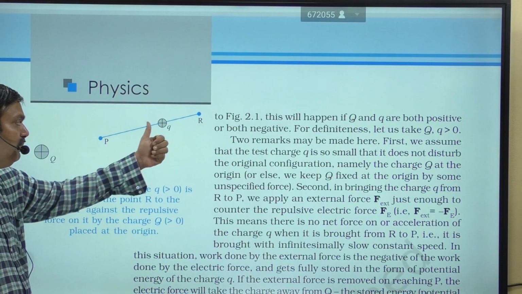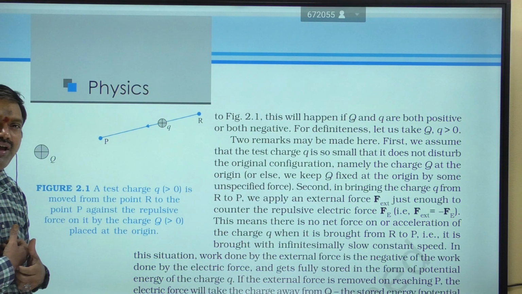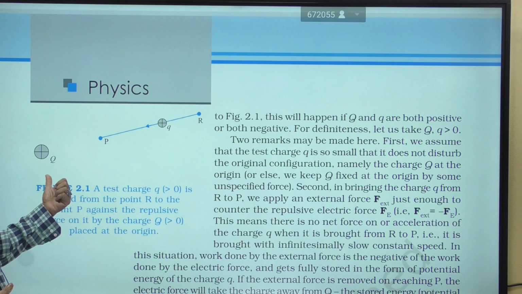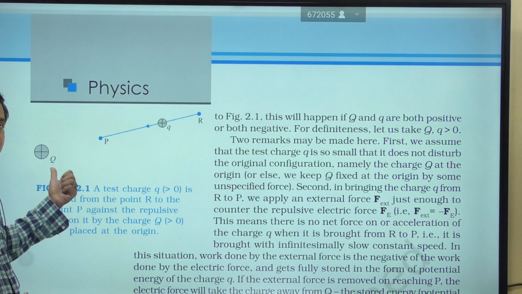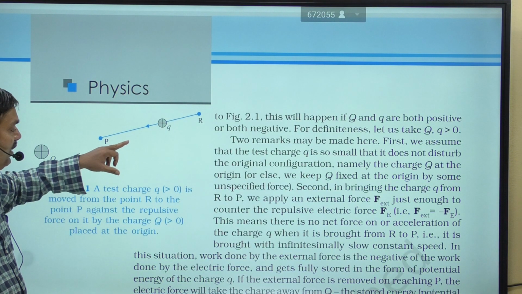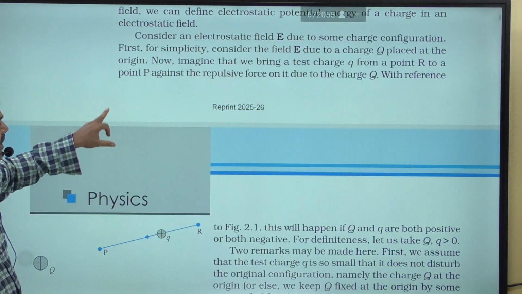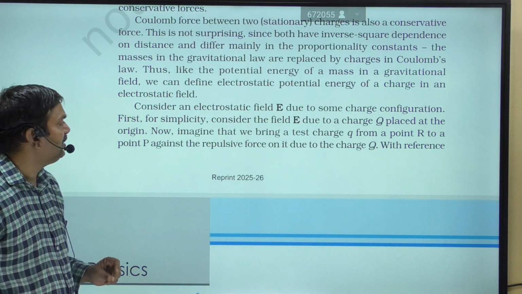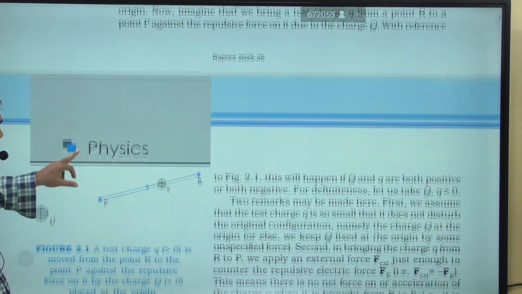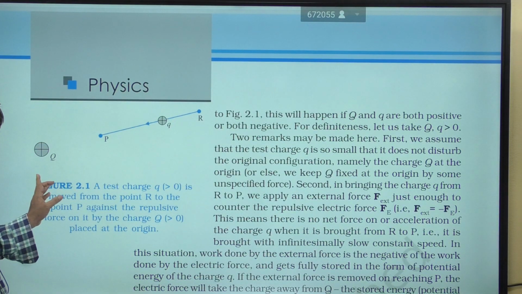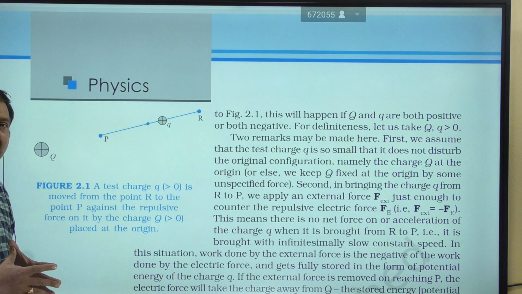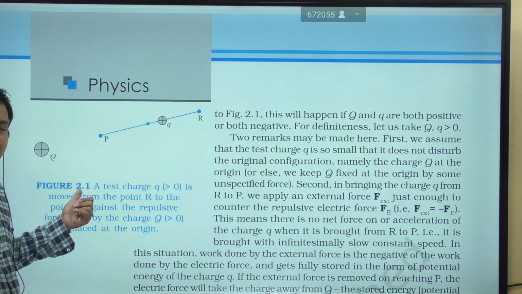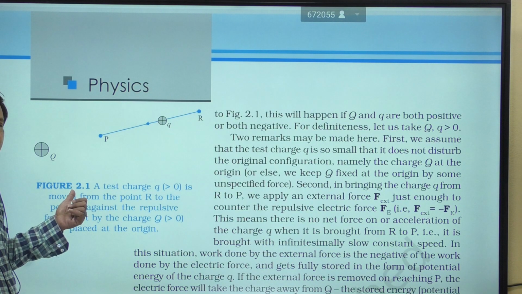And when you bring that test charge, typically a unit positive charge, near to the given charge, obviously we need to do some work against the repulsive force. So electric potential in the simplest terms, as you see here: we have to consider the electrostatic field E due to some charge configuration. Typically we have taken a positive charge, because different configurations of charges we have seen in the previous video. It can be a point charge, it can be a line charge distribution, it can be a surface charge, it can be a volume charge.